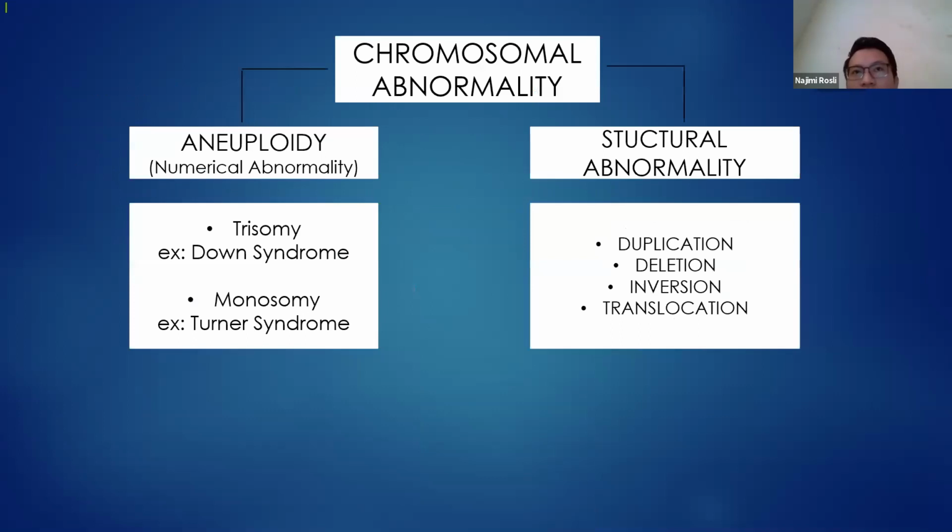Chromosomal abnormality can be divided into numerical and structural abnormality. For numerical, we have aneuploidy and polyploidy. And for the structural, we have duplication, deletion, inversion, and translocations. Under the aneuploidy, the numerical abnormality, we have trisomy, such as Down syndrome, trisomy 21, Edward syndrome, trisomy 18, and also Patau syndrome, trisomy 13. And for monosomy, we have Turner syndrome.